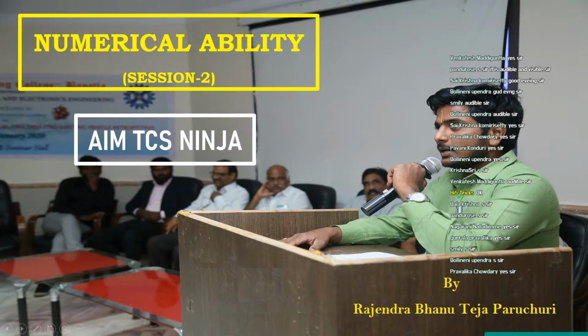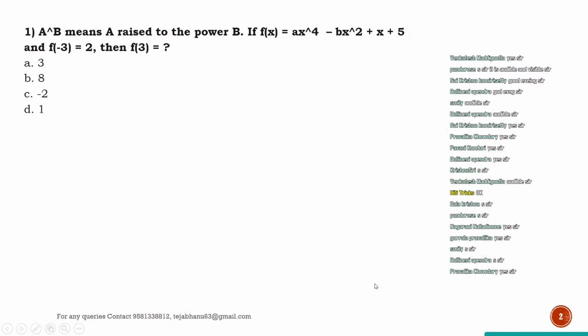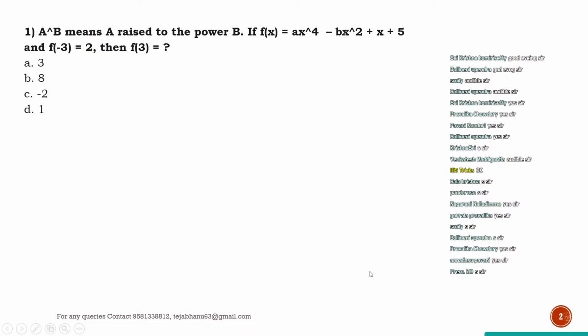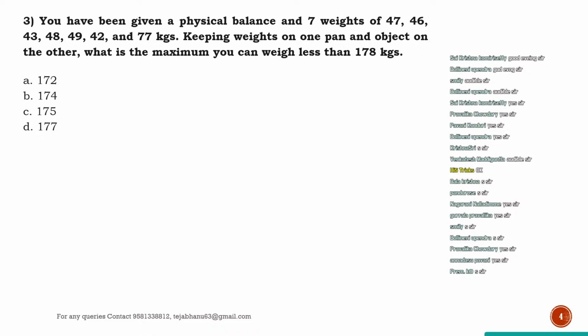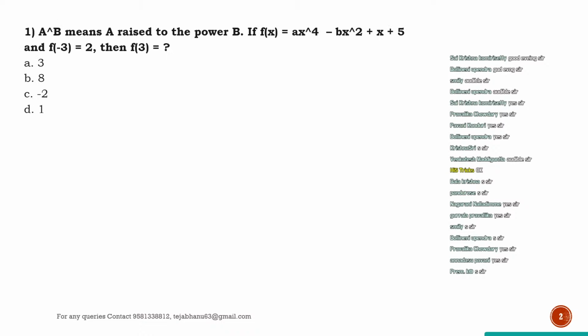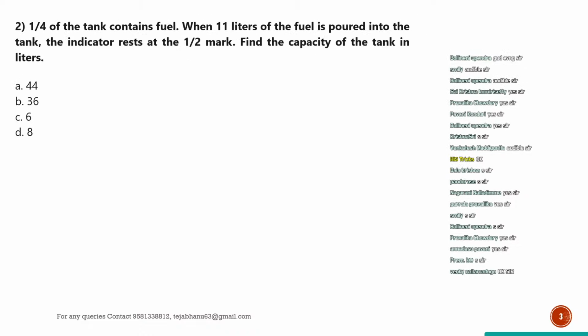First question. A to the power of B means A raised to the power of B. If f of x is equal to ax power 4 minus bx square plus x plus 5, f of minus 3 is 2. This is the data given.